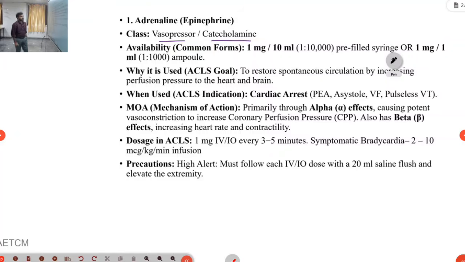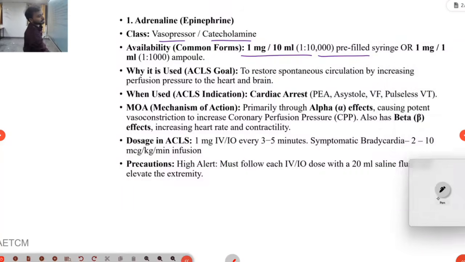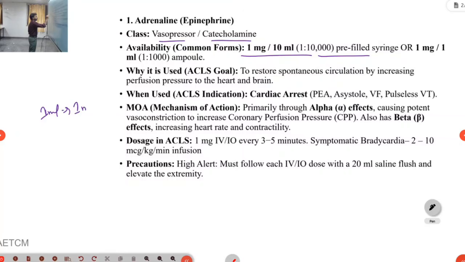The availability of adrenaline is usually 1 mg in 10 ml, that is 1 mg per 10 ml, a 1 in 10,000 dilution. Usually we will be pre-filling it, or it will be 1 mg over 1 ml. The most common form of availability of adrenaline is 1 ml, and each ml contains 1 mg of adrenaline, which is equal to a 1 in 1000 dilution.